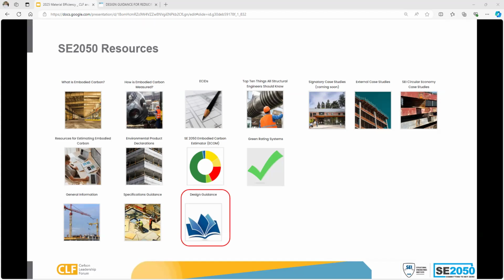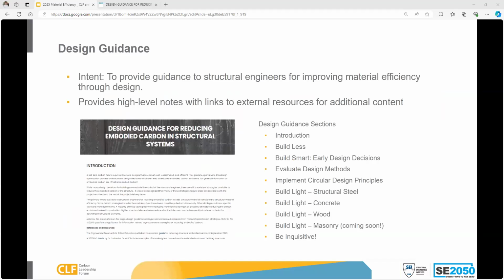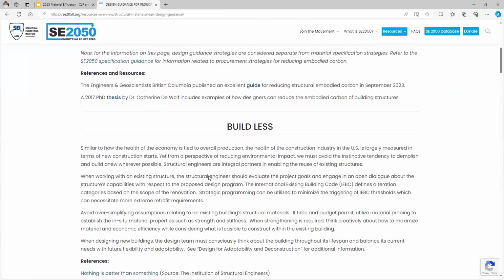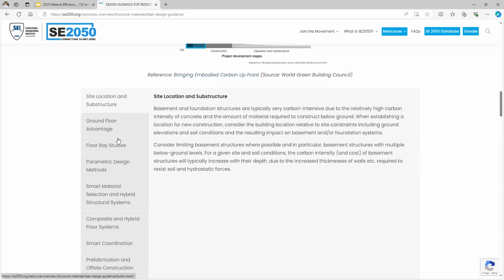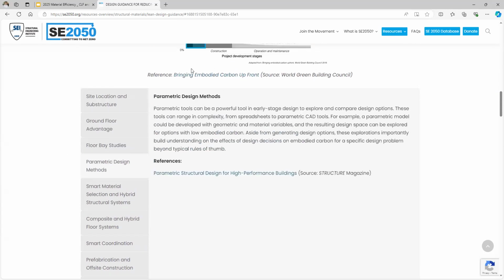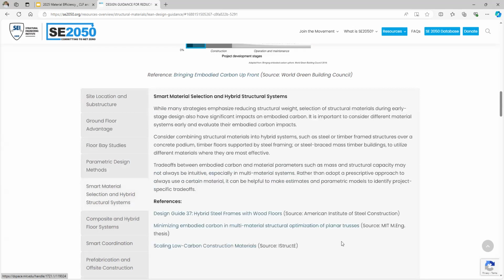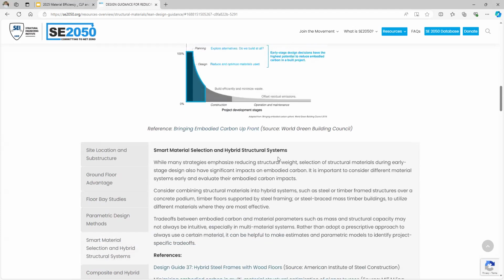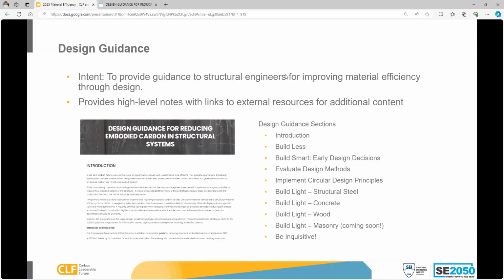So this is the design guidance page. So the intent is, as I mentioned, providing guidance for improving material efficiency. The page is really mostly written content. I also have it pulled up just to show you with sort of expandable menus. So there's lots and lots of content on the design guidance page, and then it provides reference content with lots more useful links if there's a particular topic that is relevant to you.